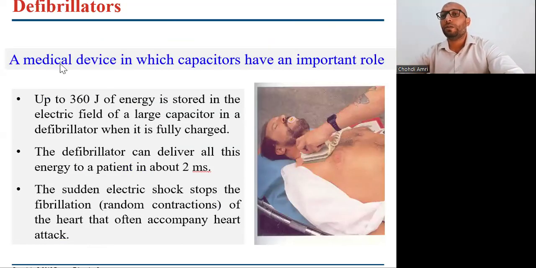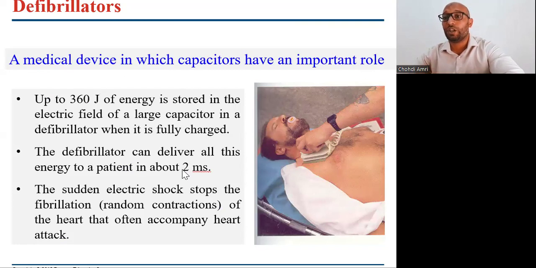As an application of the capacitors, a medical device in which the capacitors have an important role. Up to 360 joules of energy is stored in the electric field of a large capacitor in the defibrillator when it's full of charge. The defibrillator can deliver all of this energy to the patient in about 2 milliseconds, in a short distance.